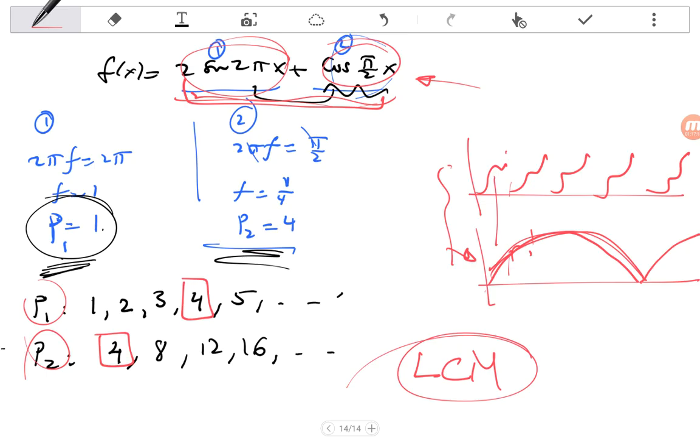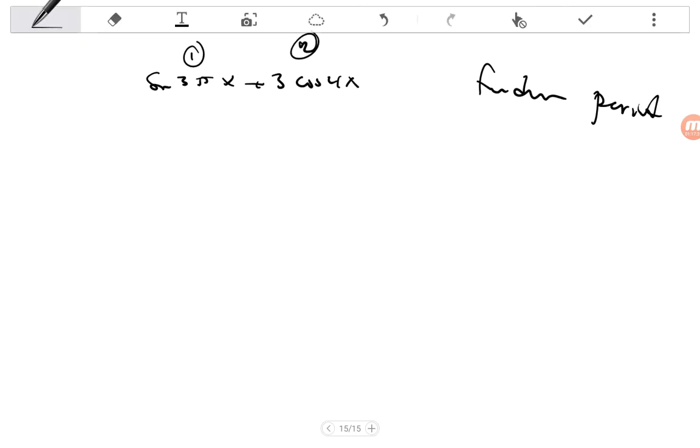For example, if I had sine 3 pi x plus 3 cosine 4x, and I need to find the fundamental period, I will just find P1 and P2. P1 we'll find to be 2/3, and P2 will be equal to pi over 2.